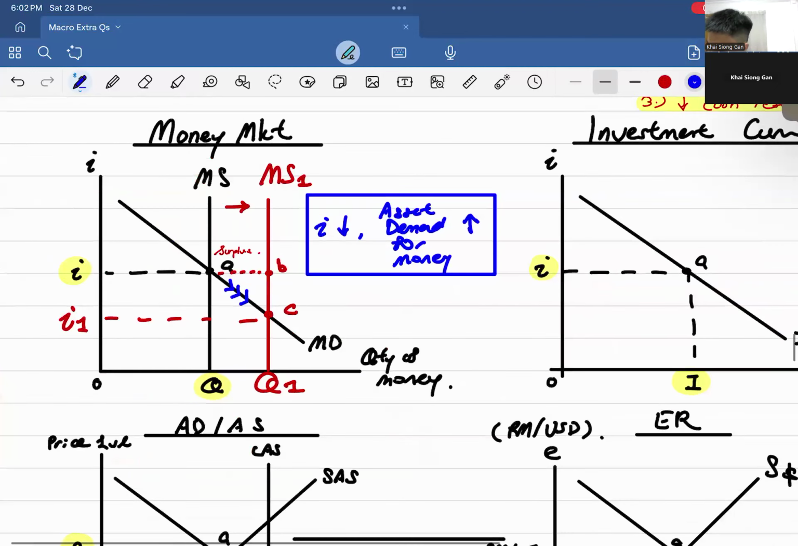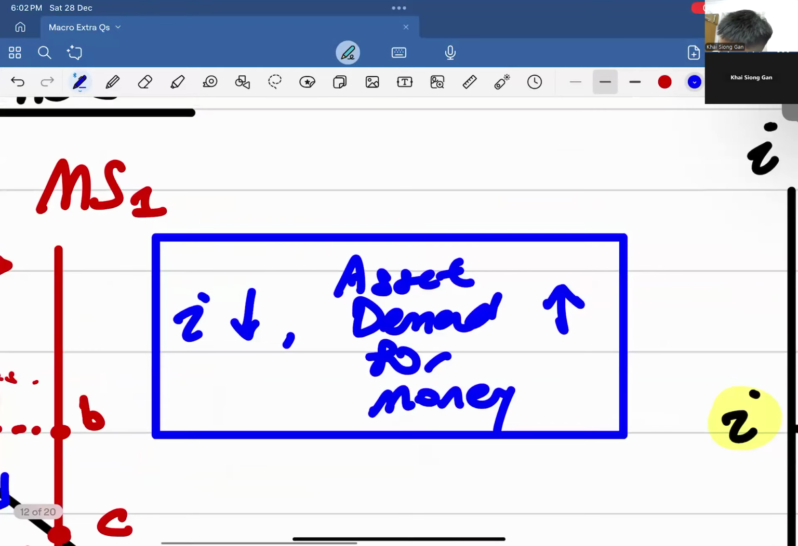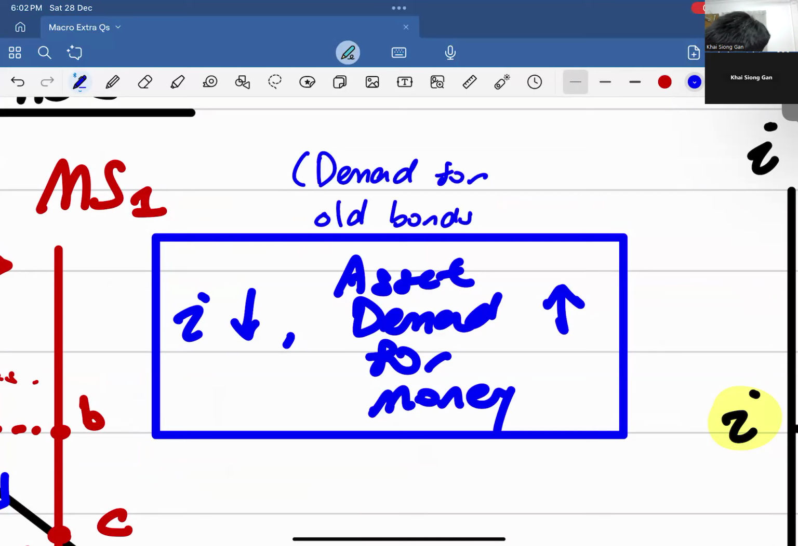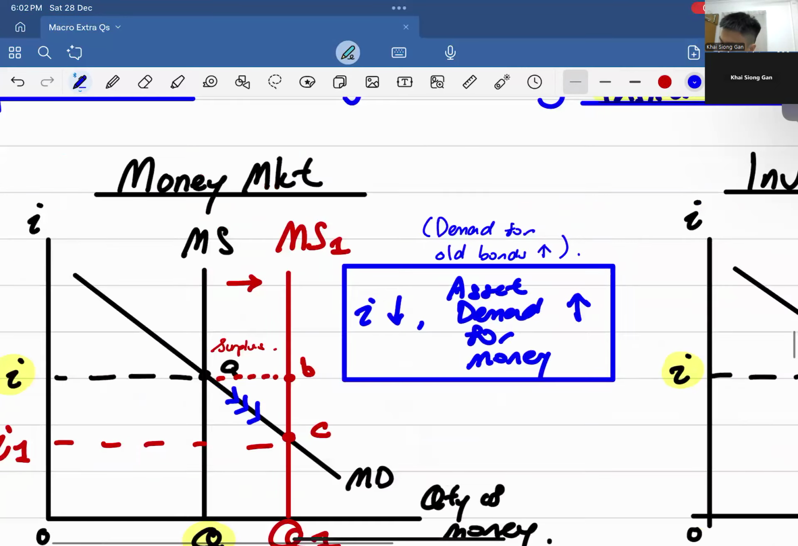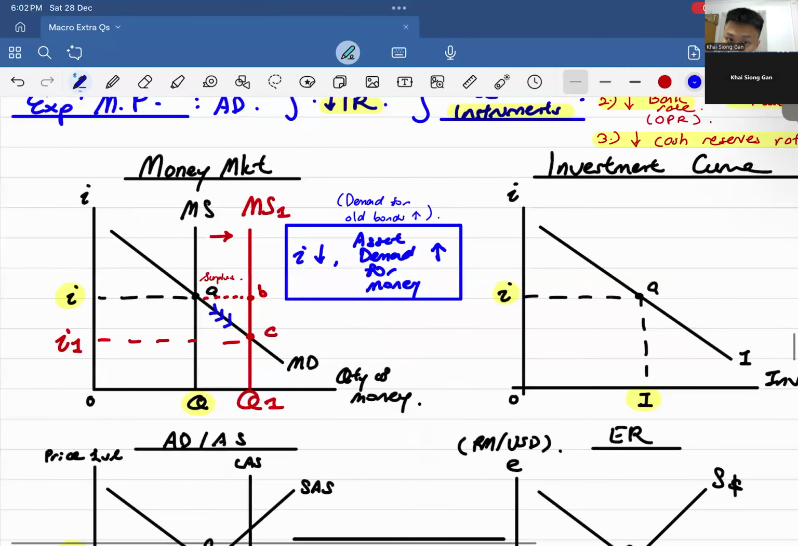Why? What is the rationale? What's the reason? Because the demand for old bonds, or what we call the existing bonds, goes up. Everyone prefers to buy the old bonds because if you buy the new bonds, they follow the lower interest rate, which is not worthwhile. So everyone wants to buy the old bonds. Because of the higher demand for old bonds, that results in higher asset demand for money.